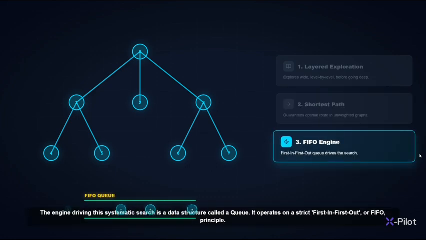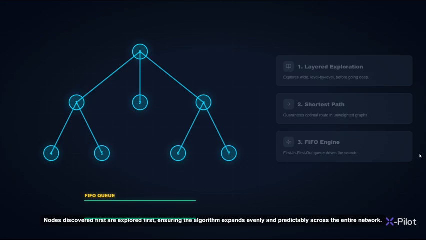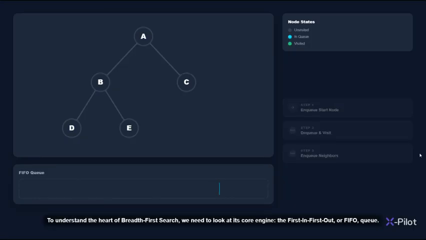The engine driving the systematic search is a data structure called a queue. It operates on a strict first-in, first-out, or FIFO principle. Nodes discovered first are explored first, ensuring the algorithm expands evenly and predictably across the entire network. To understand the heart of breadth first search, we need to look at its core engine, the first-in, first-out, or FIFO queue.